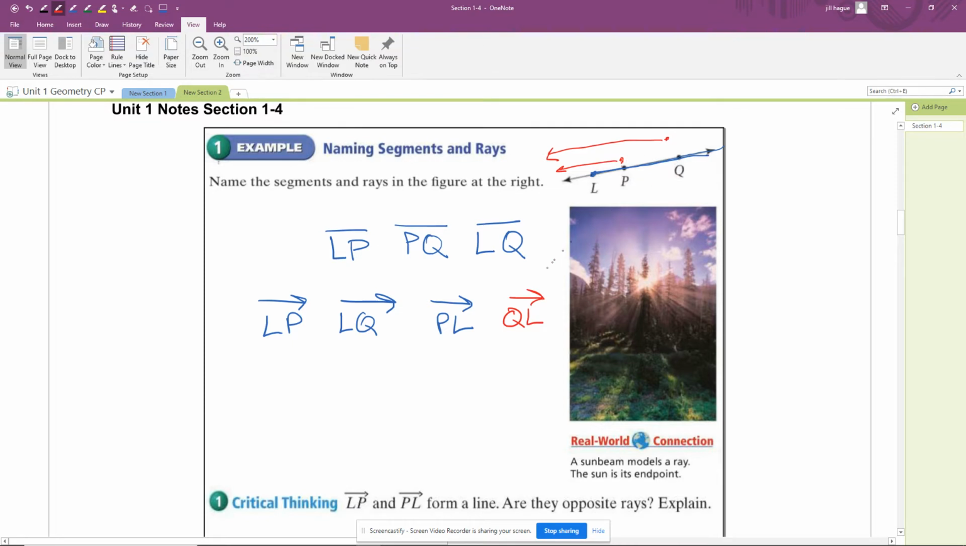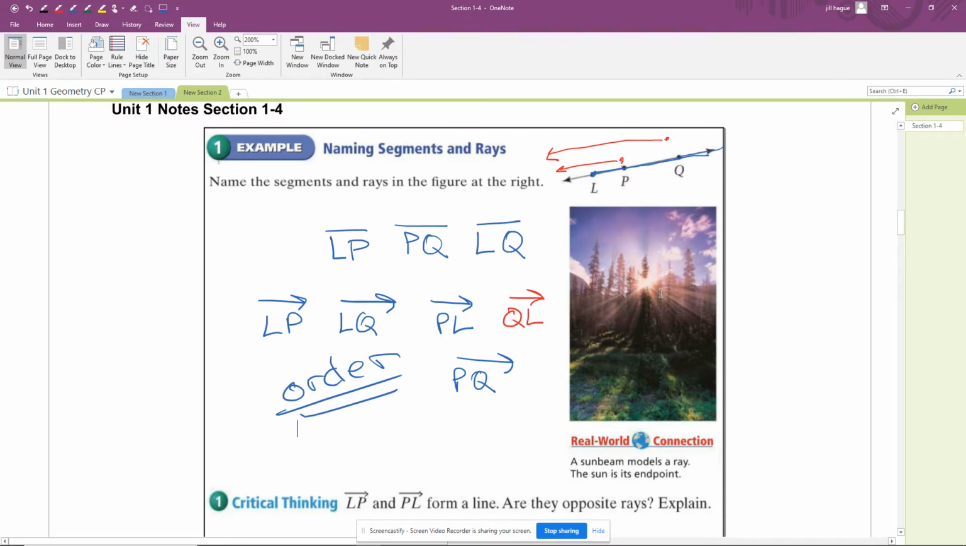All right, and then there's also a ray. It doesn't really matter what color I do it in. There's a ray PQ, which goes that way. And I don't think I missed any. LP, PQ, LQ, QL, PL. Yeah, we're good to go. Okay, so those are your rays. Just remember the order matters on these. Check your work, make sure you understand that. The arrow always goes to the right, okay?